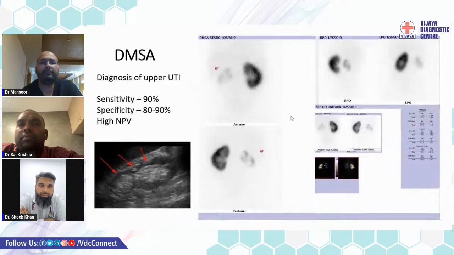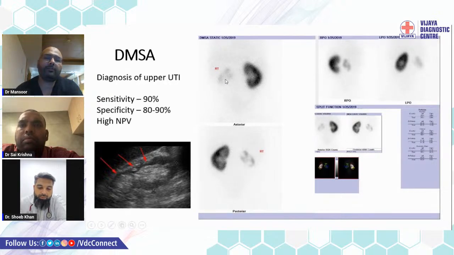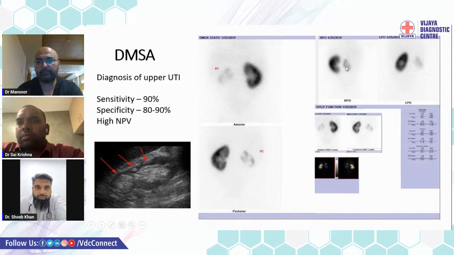This is how a scan of pyelonephritis looks. You can see on ultrasound that there is cortical thinning and scarring of the cortex, and this is how it looks on the DMSA scan. This is a case of severe pyelonephritis. You can see that the uptake in the right kidney is very low compared to the left kidney. You are not able to delineate the margins, the contour is irregular, and there are peripheral photopenic defects which correspond to the renal scarring.